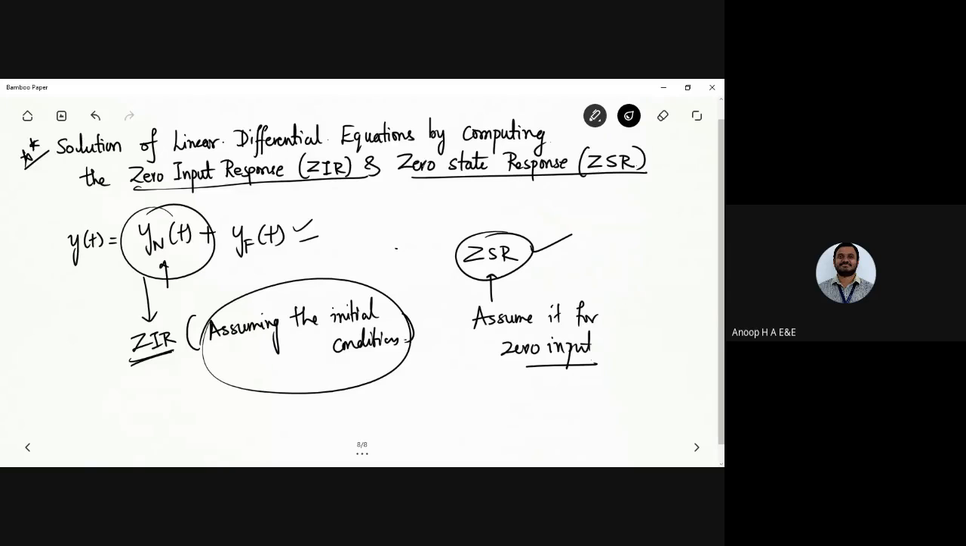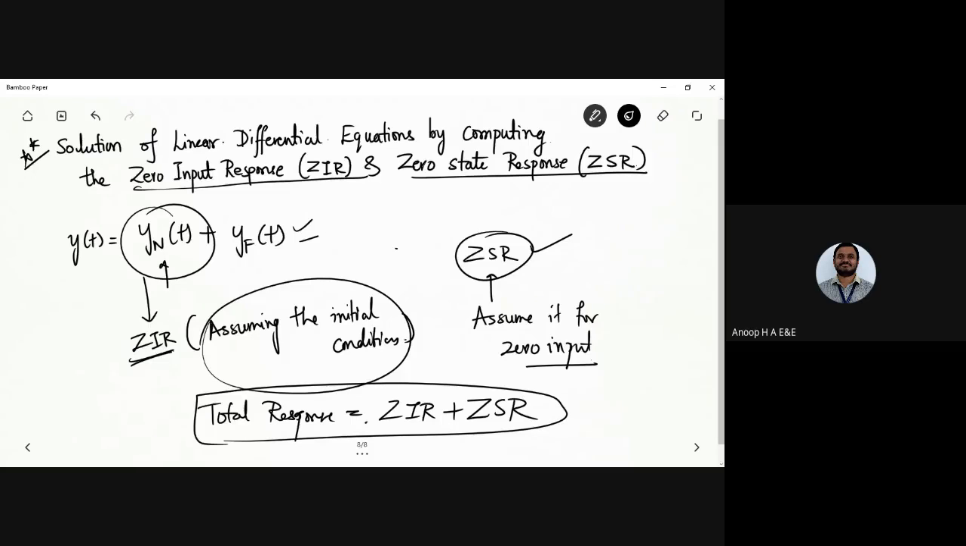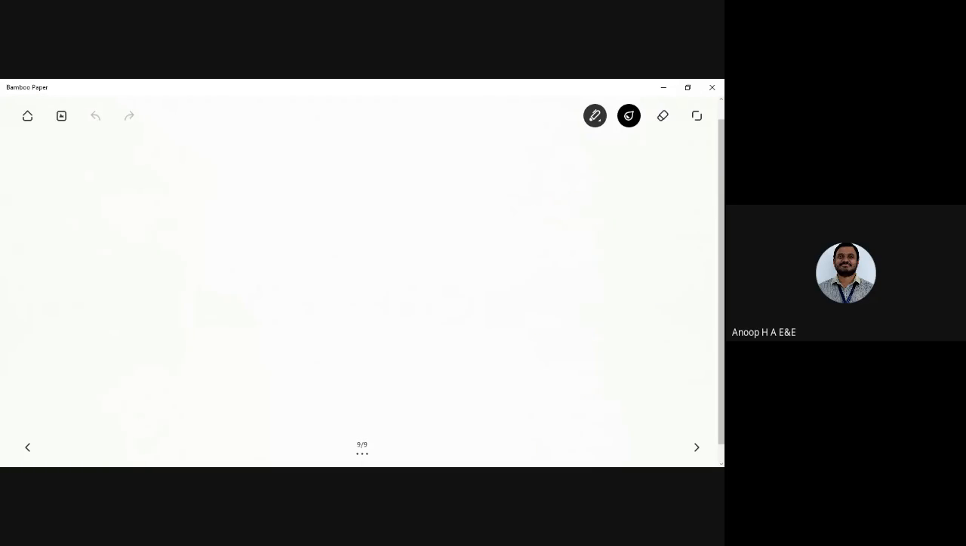a system, where we will be assuming the initial conditions of the system to be equal to zero, right? So the total response of the system would be equal to the zero input response plus the zero state response. Now how would you generally go about the procedure for calculating ZIR, the zero input response, and ZSR?